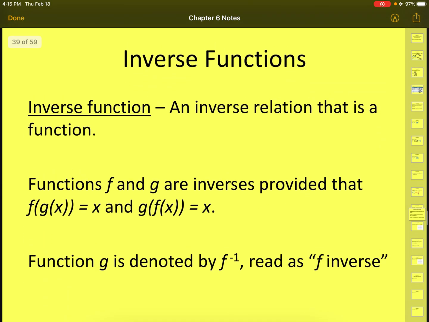Okay, an inverse function is an inverse relation that is a function. Functions f and g are inverses provided that if you plug one inside of the other, you're going to get back x. So function g is denoted by f to the negative 1. That's really important here, that f to the negative 1 notation. That just means f inverse.